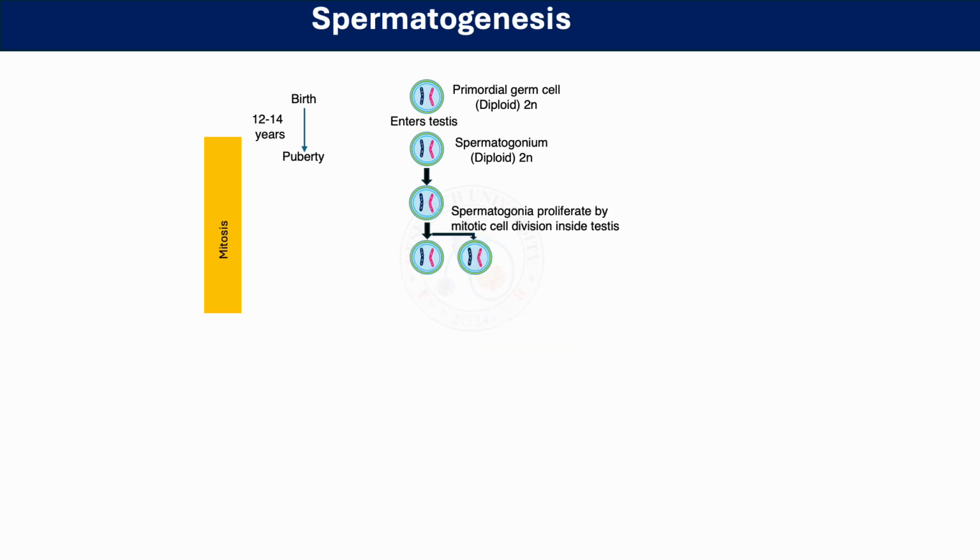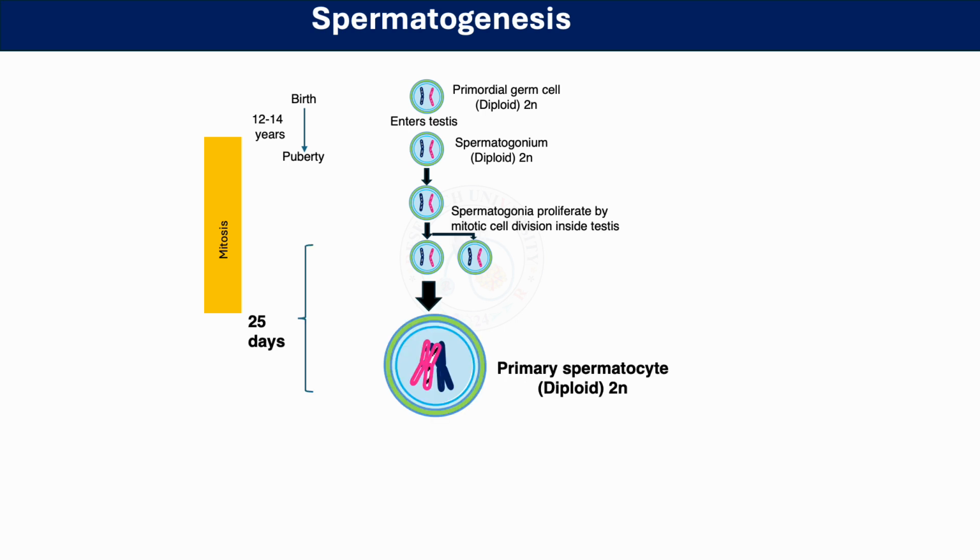Now, primary spermatocytes are diploid cells that arise from the differentiation of spermatogonia within the seminiferous tubules of the testis. Upon this differentiation, primary spermatocytes undergo DNA replication, resulting in the duplication of the chromosomes. This replication ensures that each primary spermatocyte possesses two sets of chromosomes, maintaining the diploid state with the full complement of genetic material, meaning 46 chromosomes.